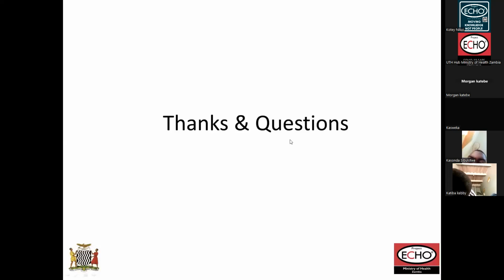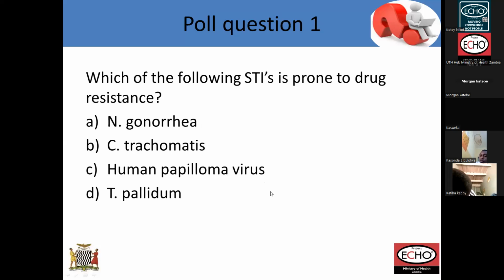A re-poll just to check how much we've learned so far. Which brings us back to question 1. Which of the following STIs is prone to drug resistance? A, Neisseria gonorrhoeae, B, Chlamydia trachomatis, C, human papillomavirus, and D, Treponema pallidum.